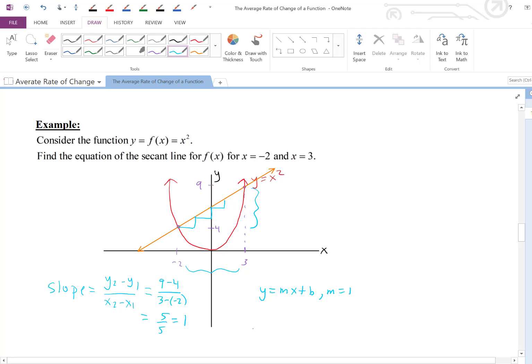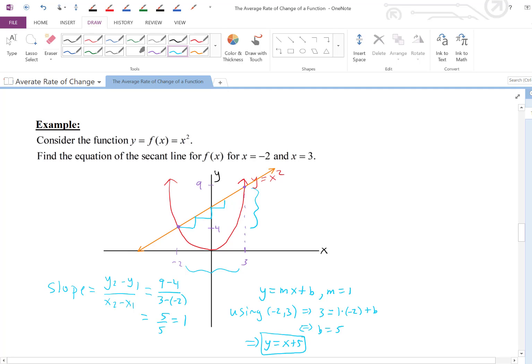Well, let's just plug a point into the general equation and find out what b is. How about if we use the point -2, 4, which we know is on this line? So using -2, 4, we plug in the corresponding x and y and get that 4, which is y, is equal to the slope, which is 1, times the x value, which is -2, plus b, and solving that equation gives us that b must be 6. Hence, this secant line is just y equals x plus 6 here.